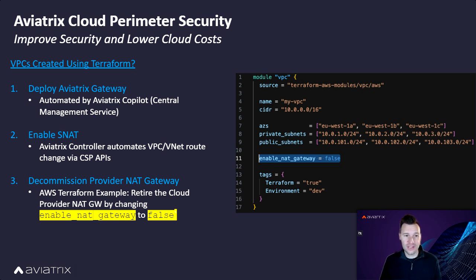Literally deploy the Aviatrix gateway. We can do that from Copilot, or you can do it via Terraform. We can do source NAT. Again, you can actually look at the individual code that we want to do here, and then we can decommission that provider NAT gateway as well. So just effectively falsify that enable NAT gateway. Very simple to do.